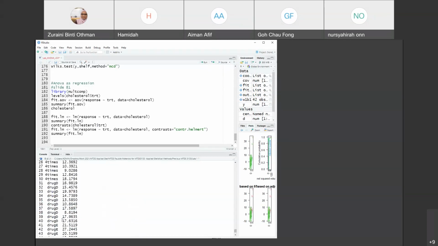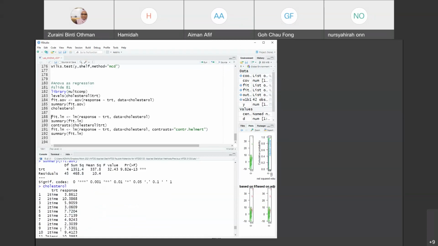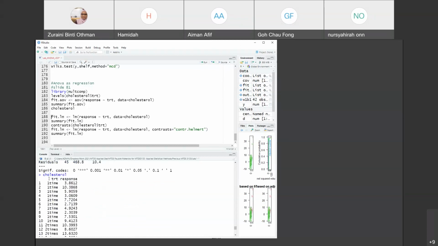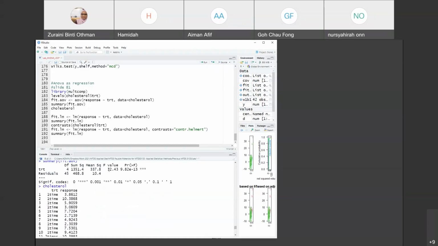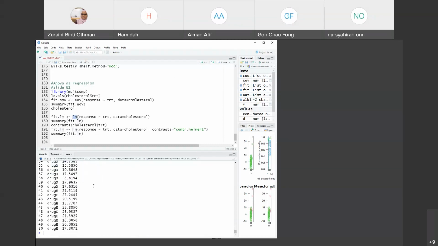When we call the cholesterol data set, this is trt, how they consume, which is 1 time, 2 times, and the different drugs that they give. And this is their response. We can also test the response by using a linear model. Here we use lm.